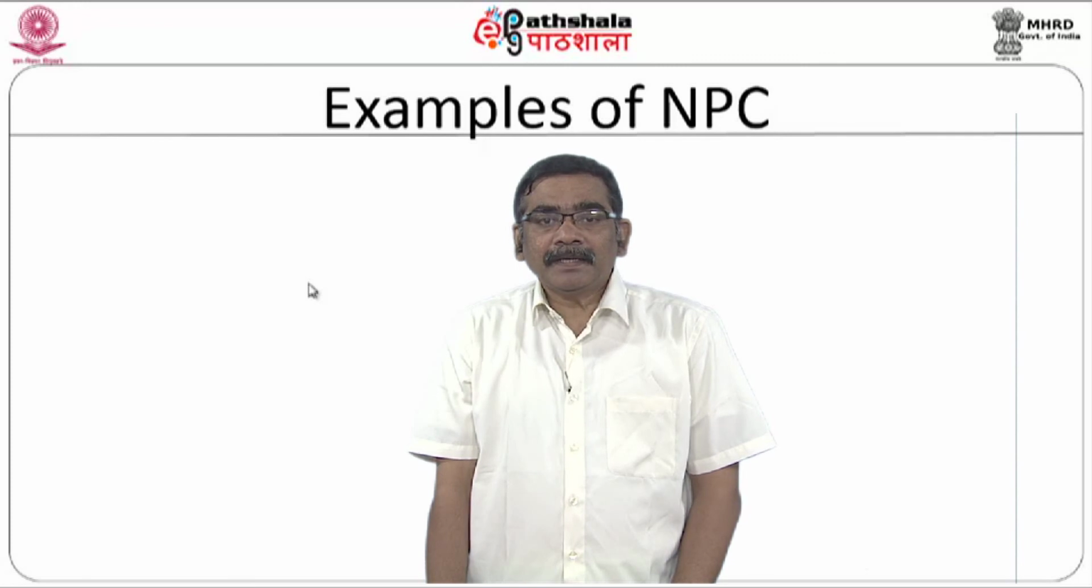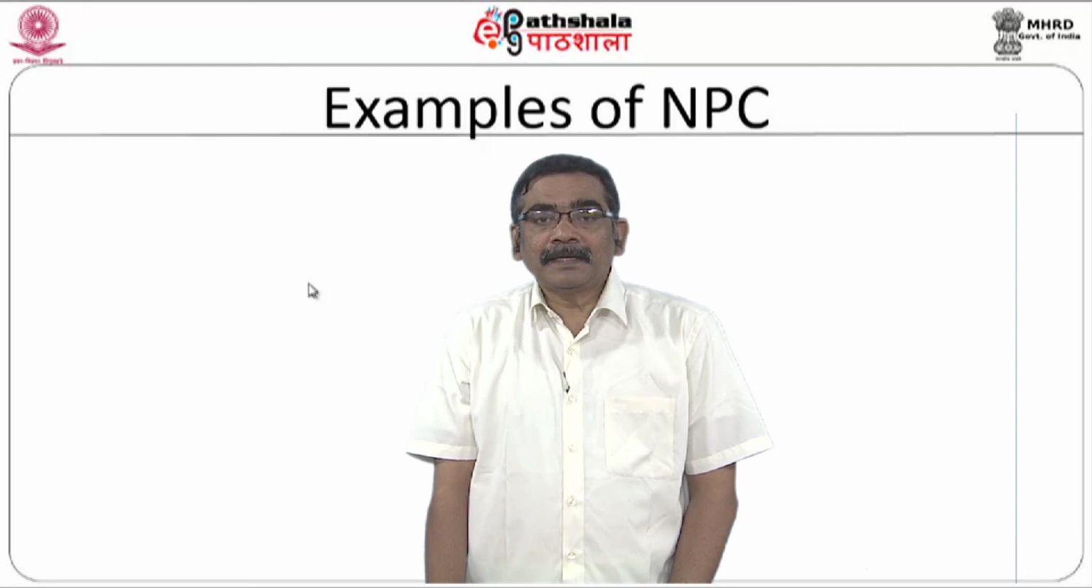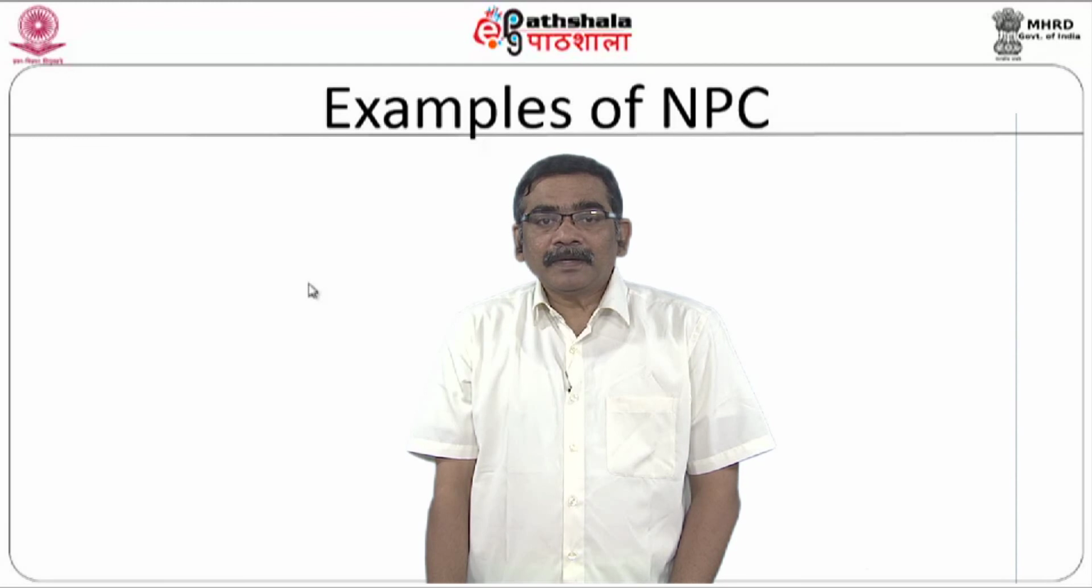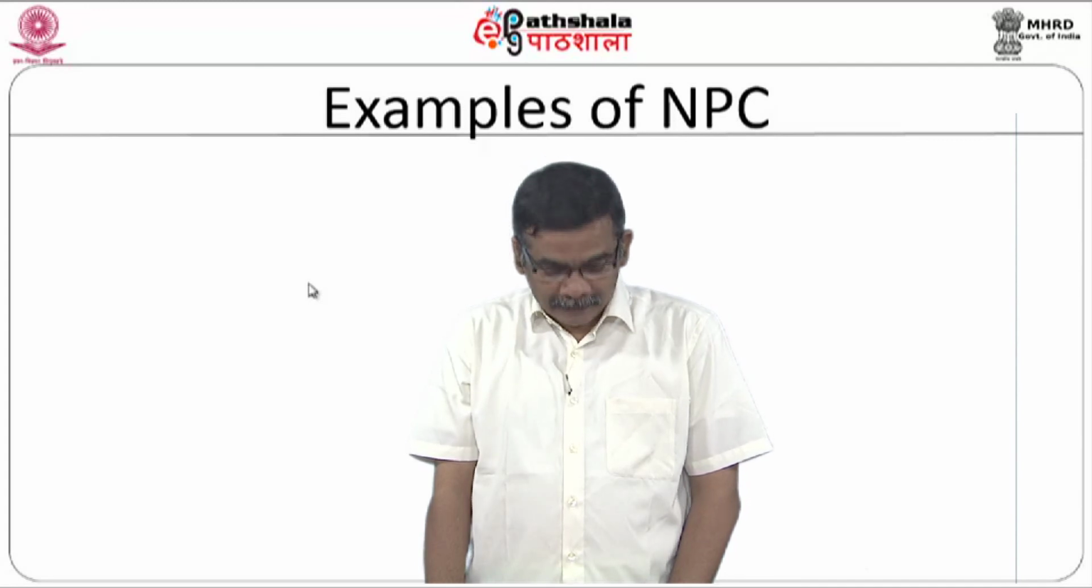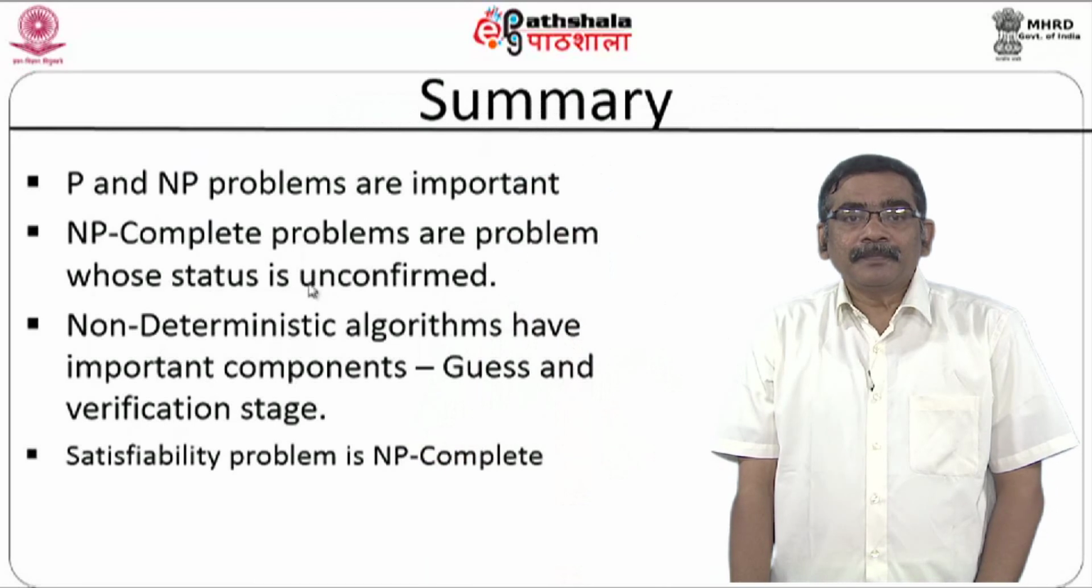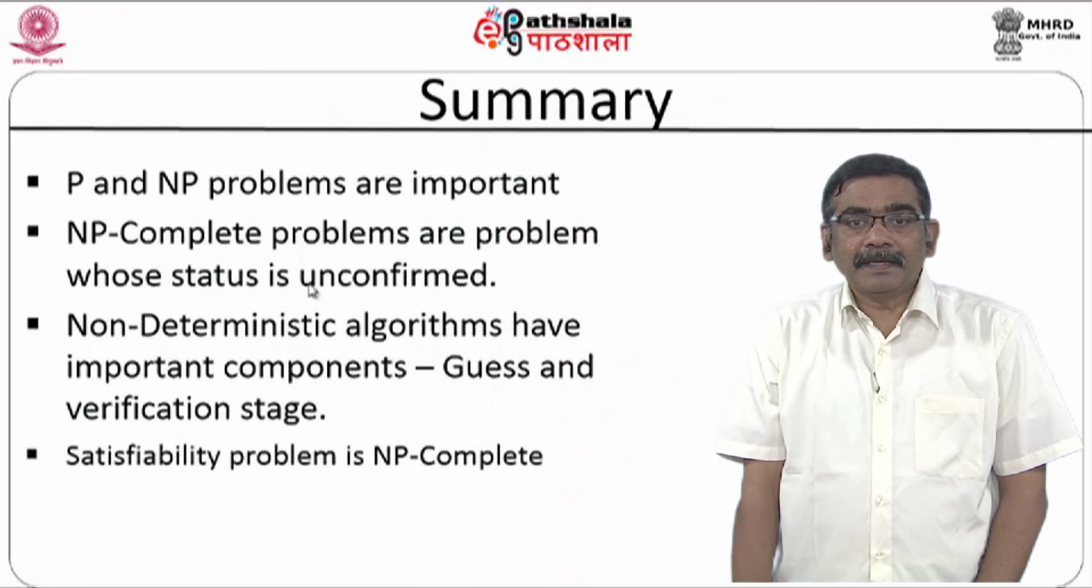So, the implication of Cook's theorem is that if someone has a problem A and wants to prove that it is an NP-complete problem, then it can be done by reducing any one of these problems to the given problem A, and then we can say that the given problem is NP-complete. Summary. In summary, we can say that P and NP problems are very important.